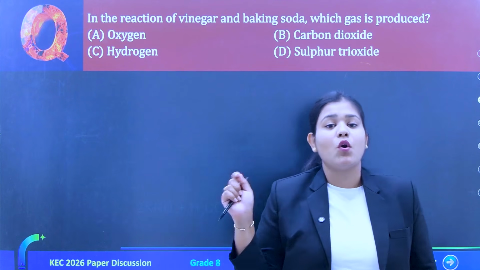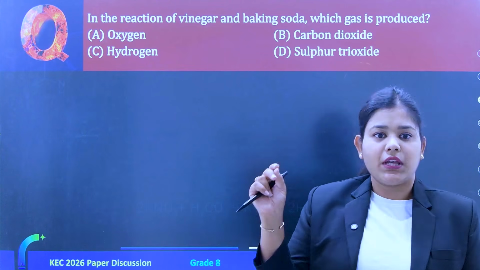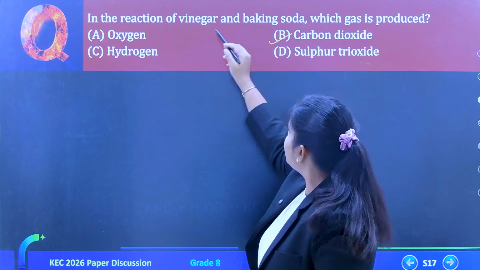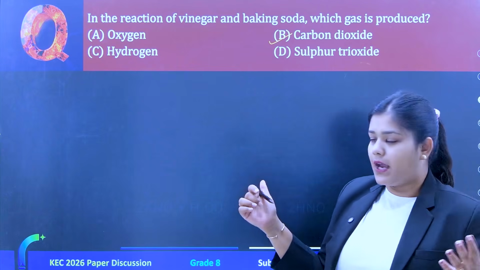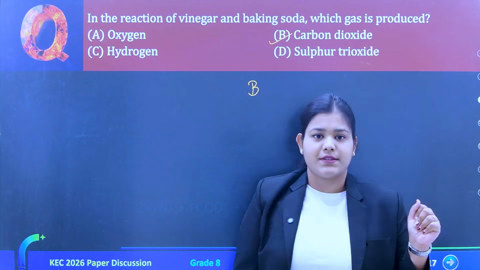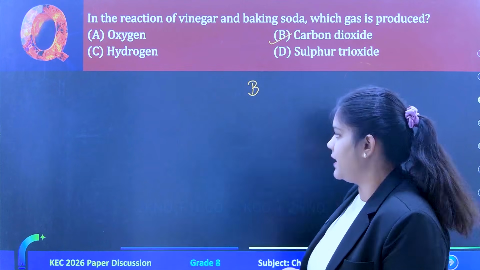So someone who has gone through the KEC material properly, the diagram showing the vinegar and baking soda giving you the CO2. So the answer will be carbon dioxide. When vinegar and baking soda react with each other, they give carbon dioxide. So option B is the answer. This was in the KEC material and we also discussed this in the class, right?